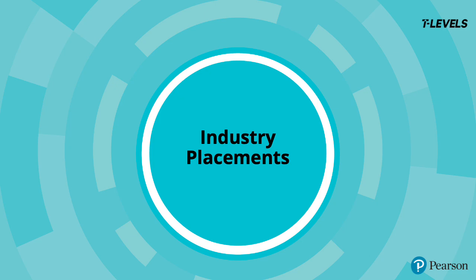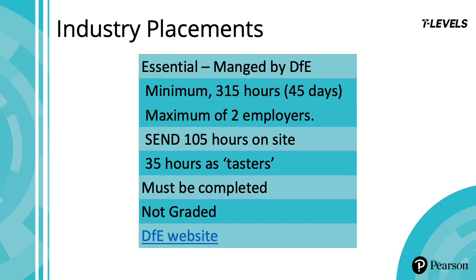Industry placements. As said before, learners need to cover an industry placement with a minimum of 315 hours over 45 days with an industry environment that is linked to one of the occupational specialisms or the T-level route. Students can be placed with up to a maximum of 2 employers. SEND learners can have 105 hours in a placement at the provider's on-site facilities. 35 hours can be done as tasters into different occupational specialisms, and this can be done as group tasters if required. This must be completed to achieve the qualification, but it is not graded.